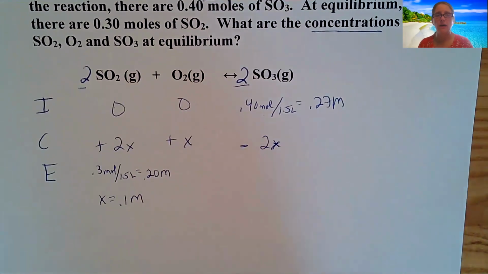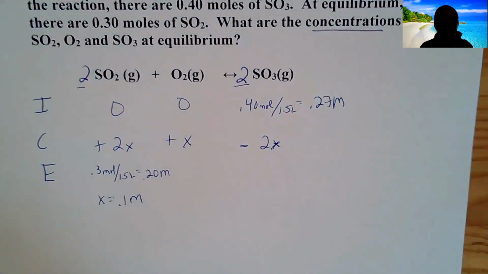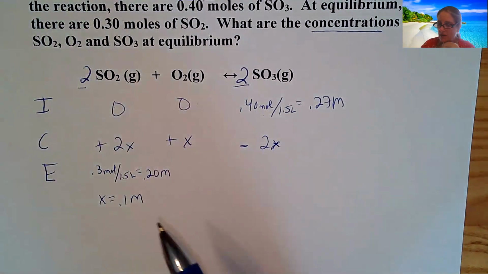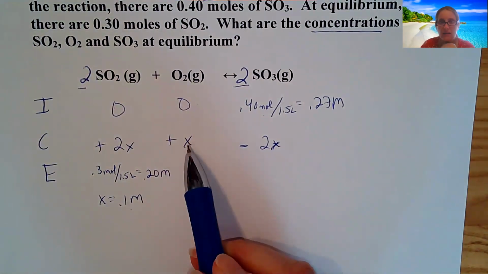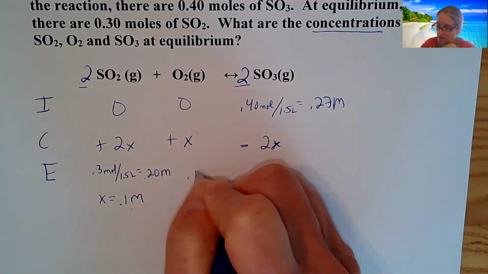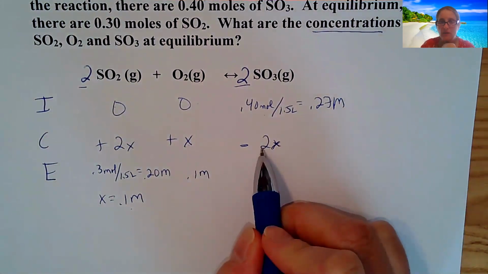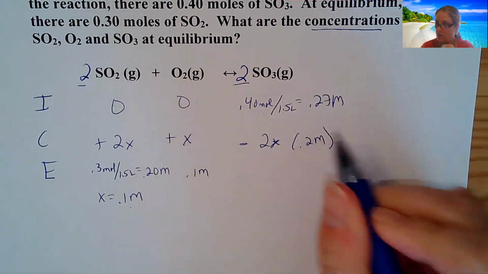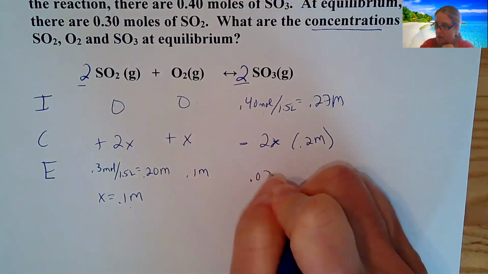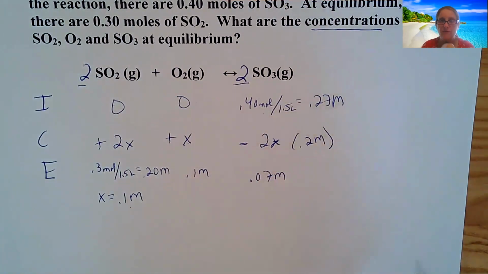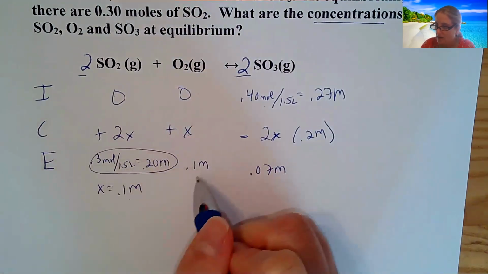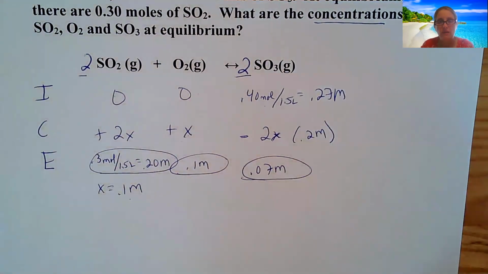And again, that is why we need something at equilibrium, so we can see what is taking place at equilibrium to figure out what the x happens to be. So if that's the case, then it's 0 plus x here, so this has to be 0.1 molar. And then I'm going to subtract from here, again, 0.2 molar, because 2x is 0.2. So that means I'm going to be left with 0.07 molarity for my SO3. So what's my concentration at equilibrium? My concentrations at equilibrium are 0.2, 0.1, and 0.07.